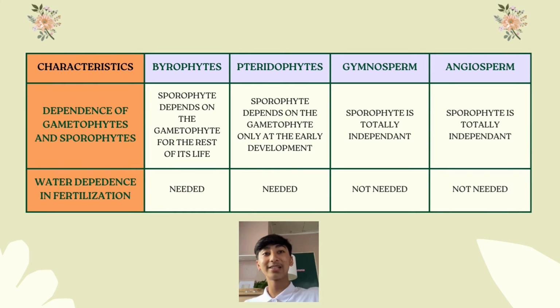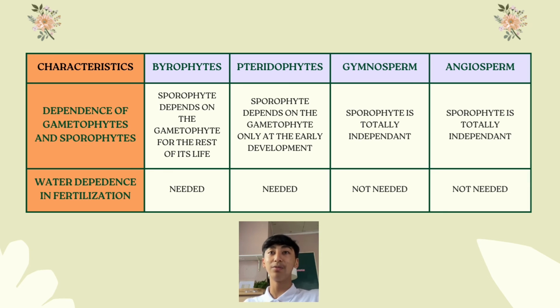Okay, moving on to the next two characteristics of plant groups. The third characteristic is dependence of gametophytes and sporophytes. For the first plant group, bryophytes, the sporophyte depends on the gametophyte for the rest of its life. It is because the sporophyte cannot carry out photosynthesis. Meanwhile, the gametophyte can carry out photosynthesis.